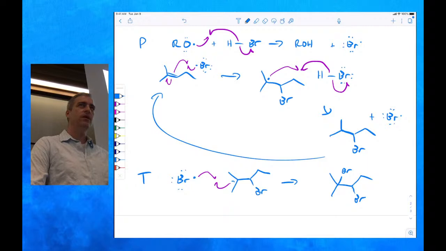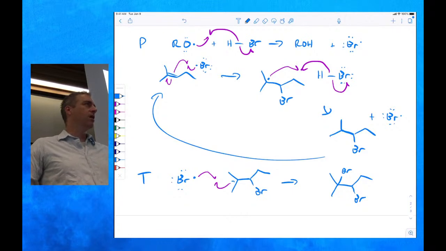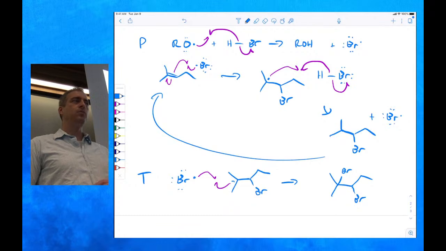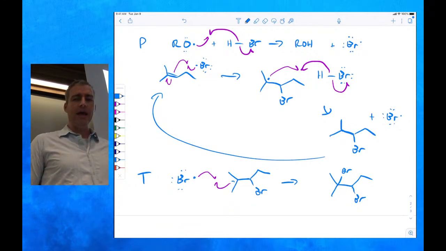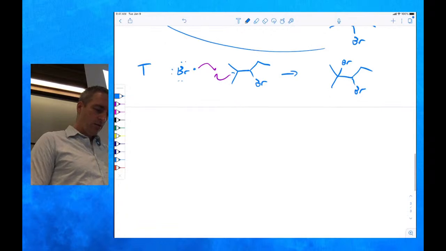The reason I pulled this out of chapter 9 and brought it in here is just because we're dealing with addition of HX and things like that to alkenes. So I just wanted to make very clear at this point that we have two types of HBr addition, Markovnikov and anti-Markovnikov. And the anti-Markovnikov way requires that you use peroxides. Great.